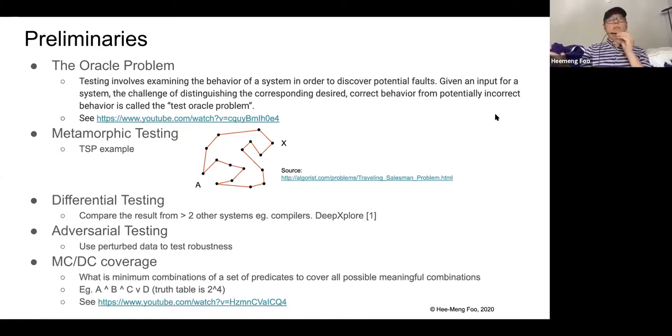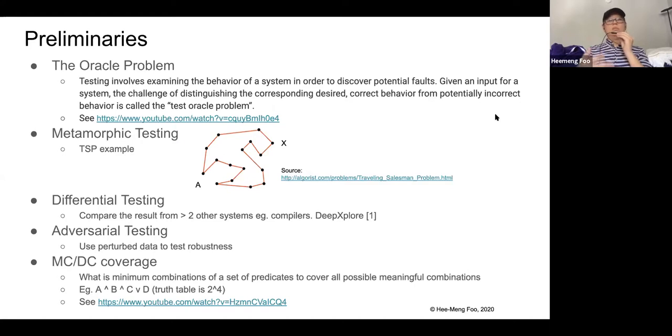If, say, for example, a n category classification problem, how do you know what is the best way of classifying the data? You don't. So that is essentially the Oracle problem. To address this, there are a number of techniques. One of them is metamorphic testing. What's metamorphic testing? In order for me to explain, let me give you an example.